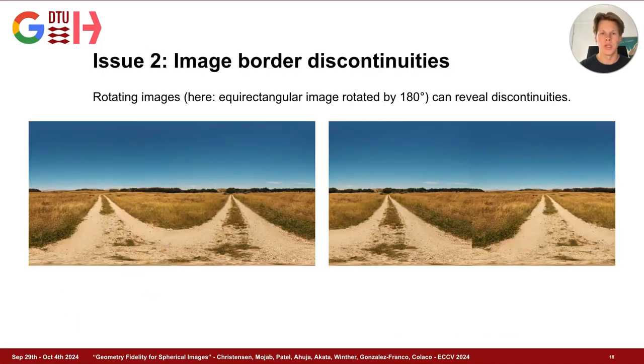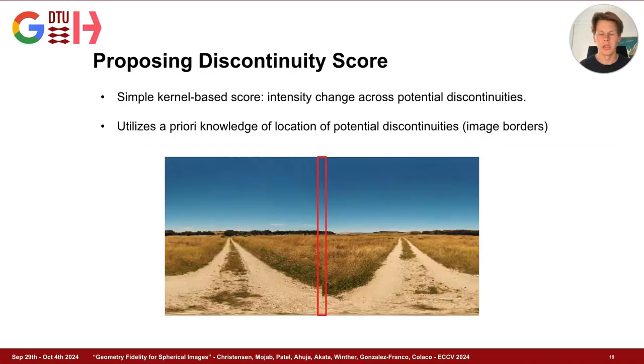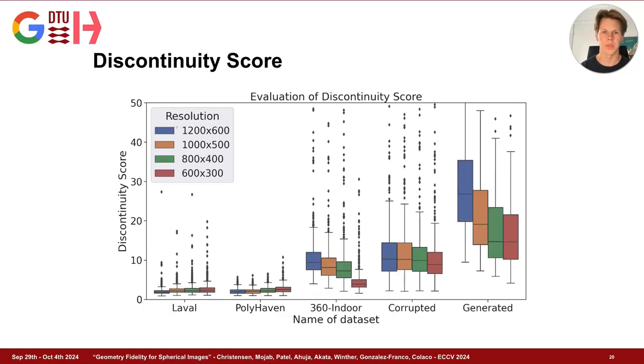The second issue relates to the image border discontinuities, where content of image borders do not align. To detect such issues, we propose a simple kernel-based score based on pixel intensity changes. Here we can leverage a priori knowledge of locations of potential discontinuities, avoiding the problem of detection.